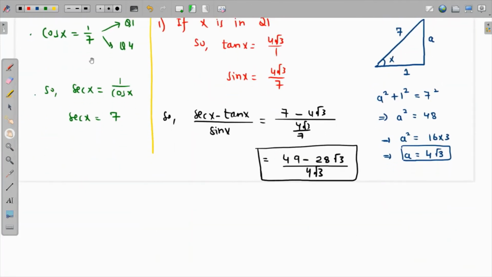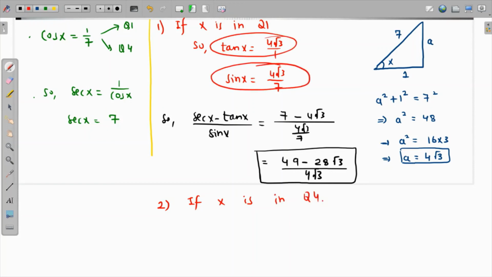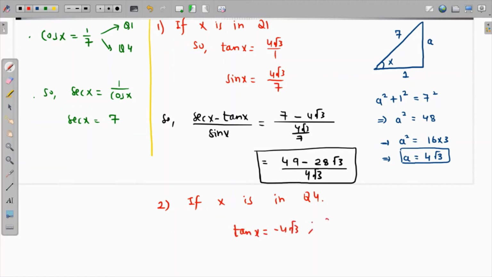Another possible solution is case 2, if x is in quadrant 4. And in quadrant 4, remember that tan and sine both are negative. So the value of tan x is going to be negative 4 root 3, and the value of sine x is going to be negative 4 root 3 over 7.